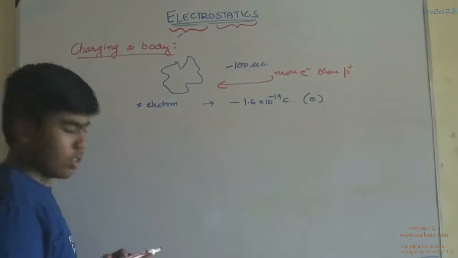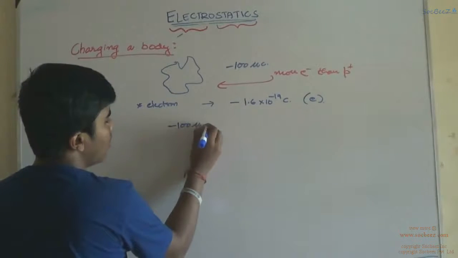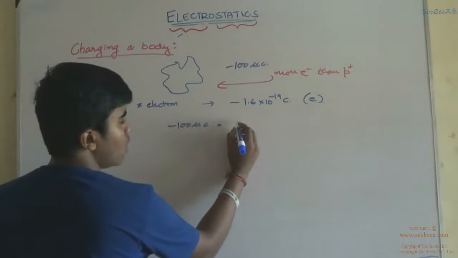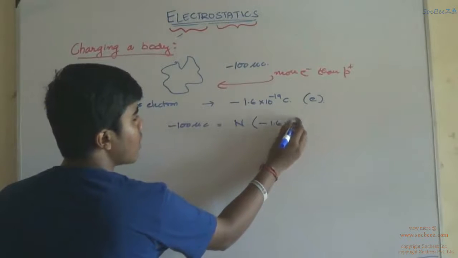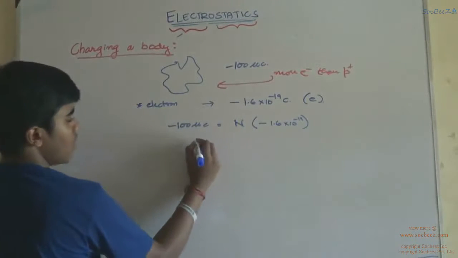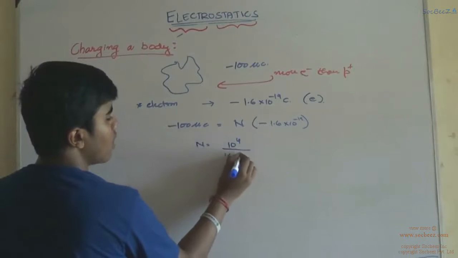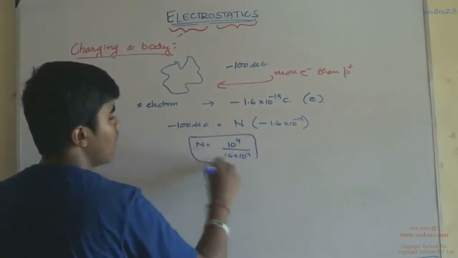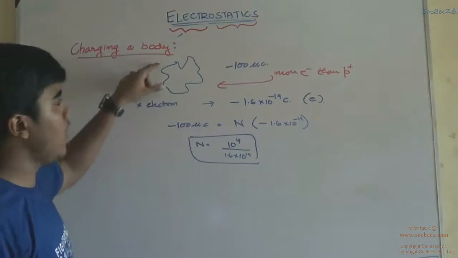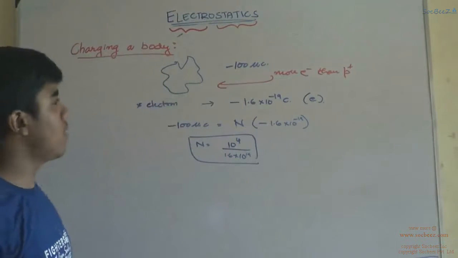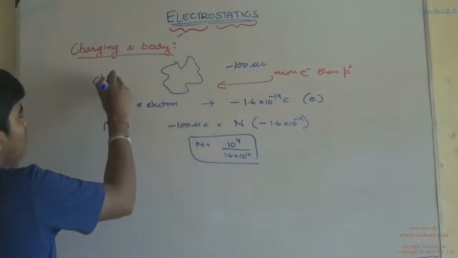So, we add a finite number of electrons to this body to get this charge. But what is the number of electrons we add to this body? That we can calculate from minus 100 microcoulomb is equal to, say n is the number of electrons we are adding here, n times minus 1.6 into 10 to the power of minus 19. From here we say that n is equal to 10 power 4 by 1.6 into 10 to the power of 19. So whatever is this number, if we add this number of electrons to this particular body, this body will gain the charge of minus 100 microcoulombs. So this is a way of charging the body.